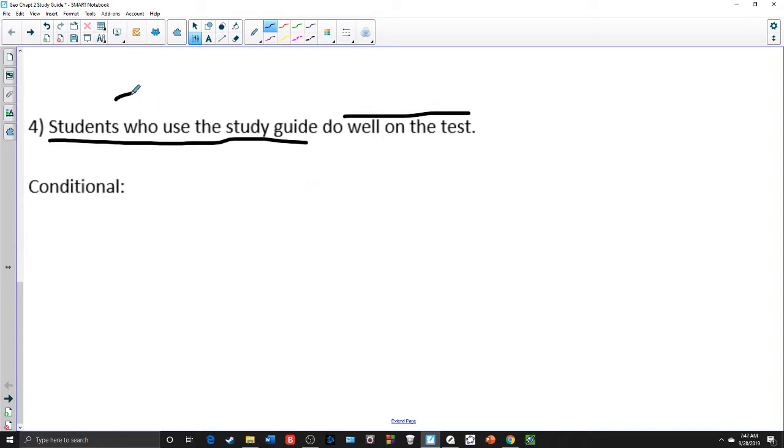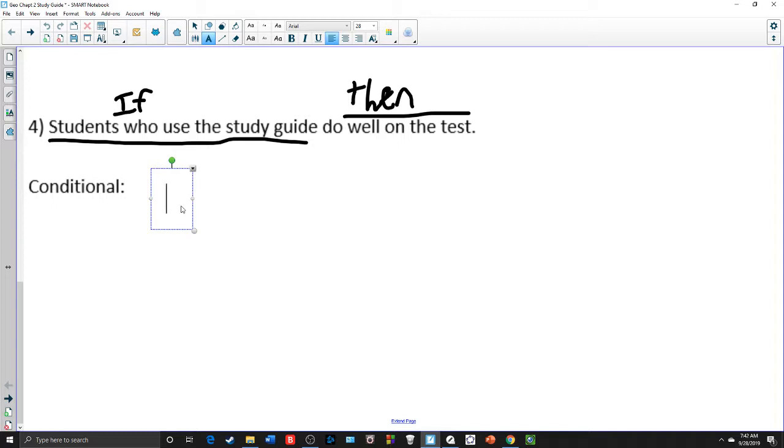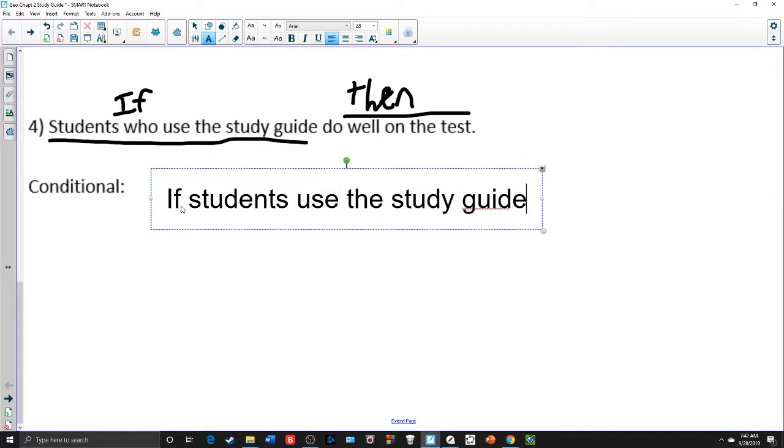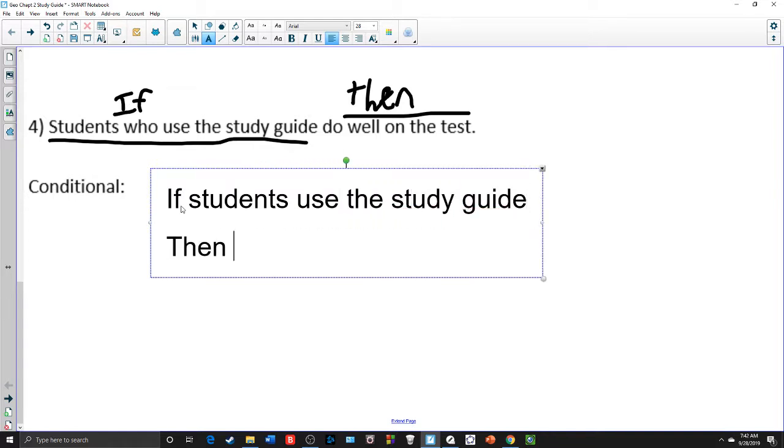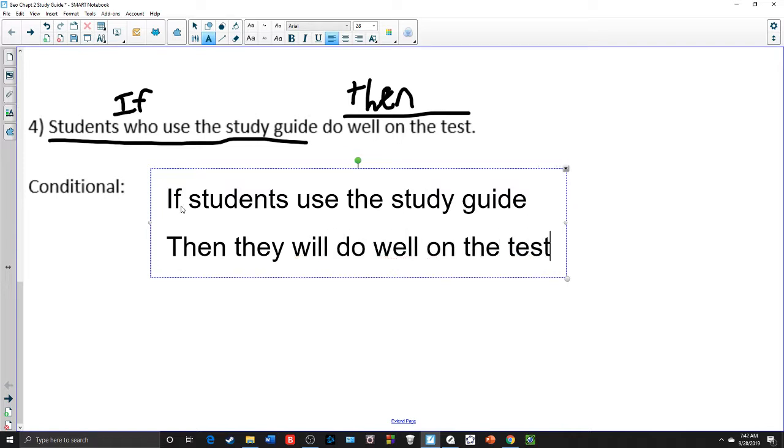So the if part is the cause. So if this happens, students use the study guide. Then this happens, they do well on the test. So we're going to put it into that format there. If students use the study guide, then they will do well on the test.